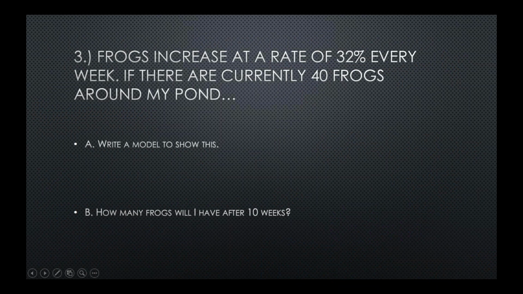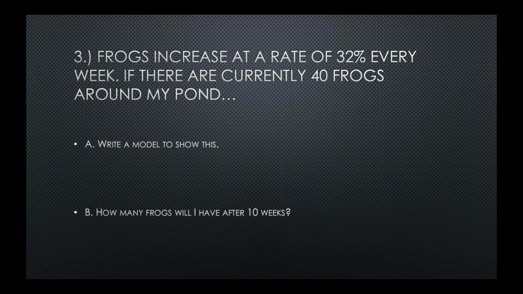All right, so that's kind of the process of working through one of these. Let's do a problem that's not table related. Let's just do one given some information. Frogs increase at a rate of 32% every week. If there are currently 40 frogs around my pond, let's write a model and estimate how many frogs we'll have after 10 weeks. I want you guys to try this one. Give me a yes in the chat box when you're ready to talk about it.